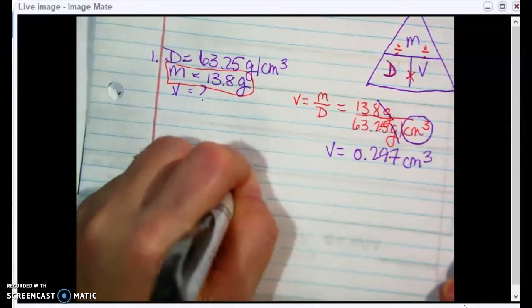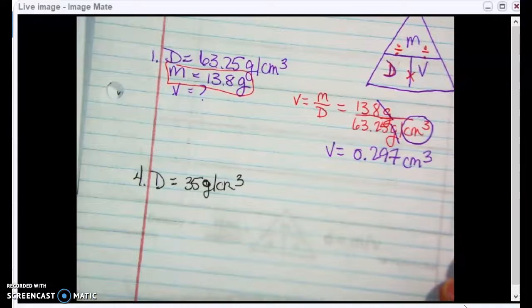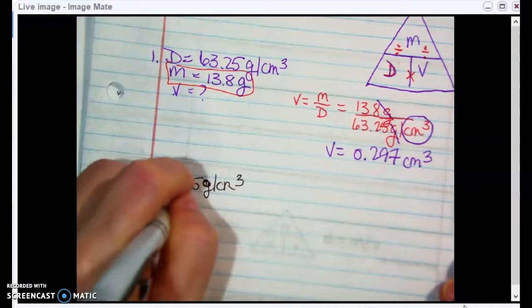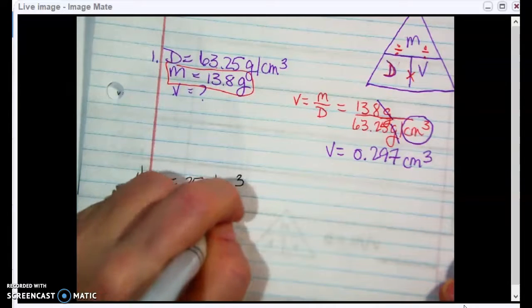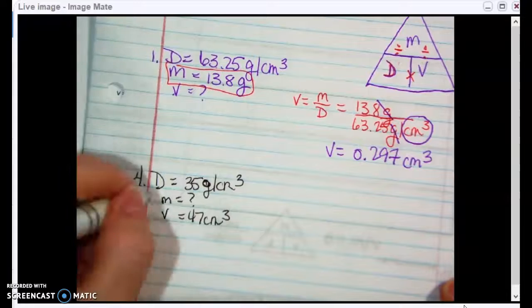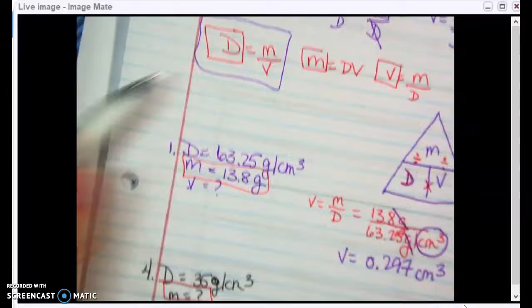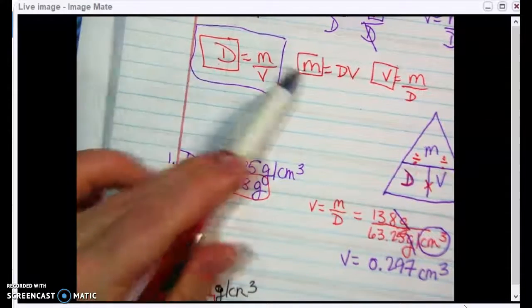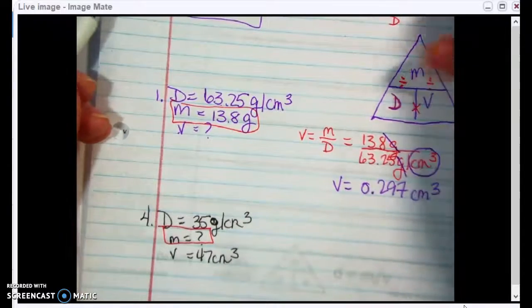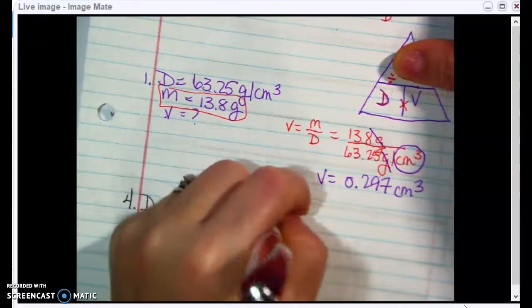So it's density equals 35 grams, this is grams, sorry for my messy handwriting, per centimeter squared. Mass is what you're looking for, and volume is 47 centimeters cubed. So in this one, we're looking for mass. So you can either come back up here and just use the equation you already found, but if you're only given this, you got to find it. Or you can use the triangle, and you can cover up mass and know that D times V is what mass is.